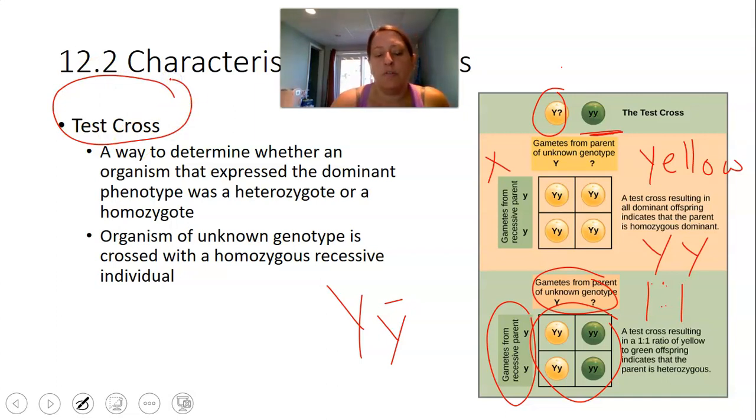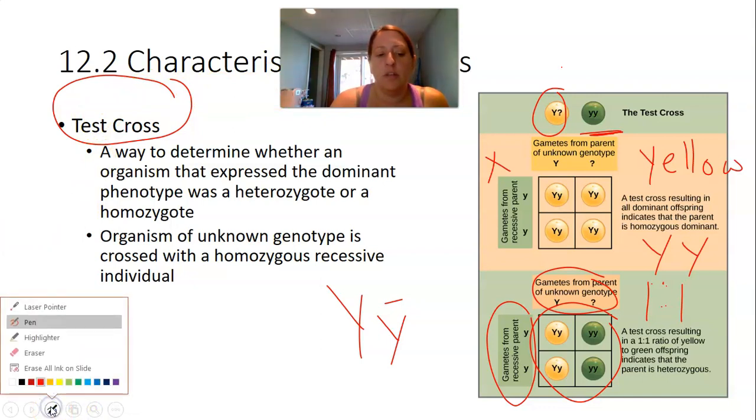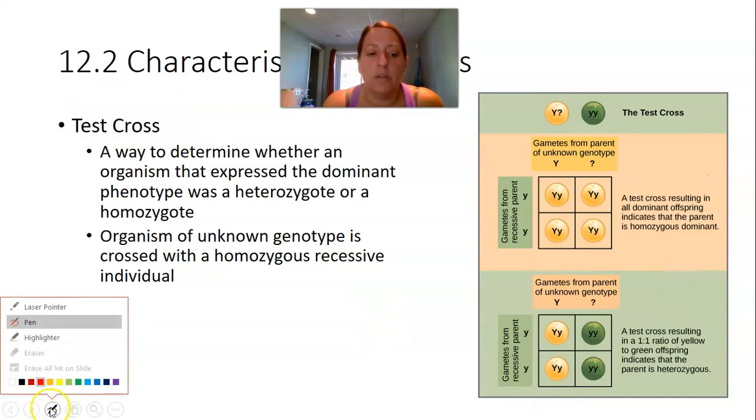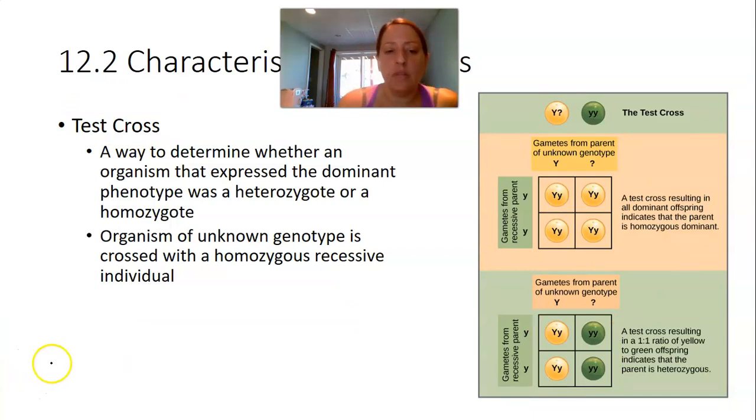You are also given on this slide, in the second box, how you get the 1-to-1 ratio. So I want to take a little bit of a closer look at that. And instead of doing seed color, let's take it back to lab, and we'll do corn kernel color.